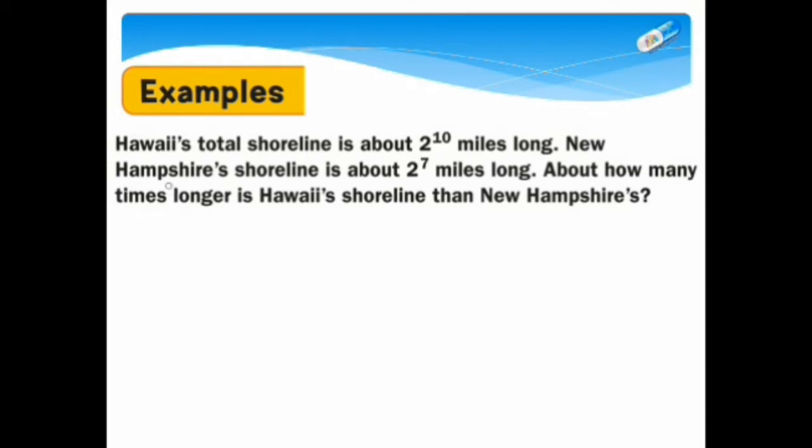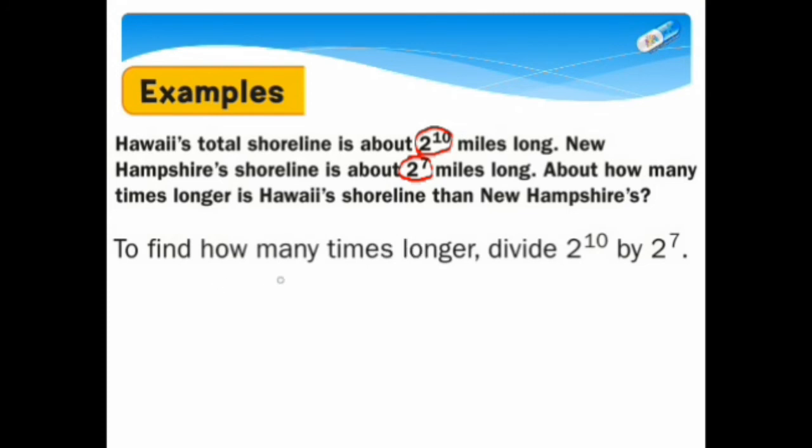Last example. Hawaii's total shoreline is about 2 power 10 miles long. New Hampshire's shoreline is about 2 power 7 miles long. About how many times longer is Hawaii's shoreline than New Hampshire's? So we are comparing two numbers, 2 power 10 and 2 power 7, and we want to know by how many times one is greater than the other. To find how many times longer, we divide 2 power 10 by 2 power 7.